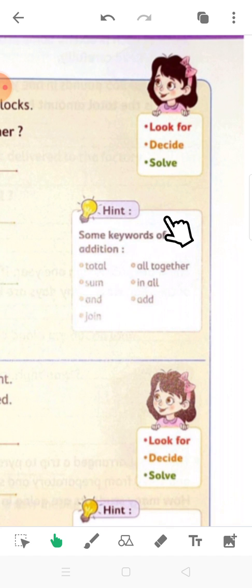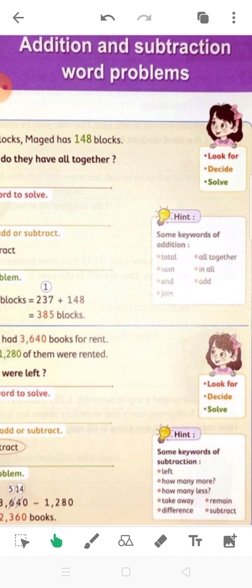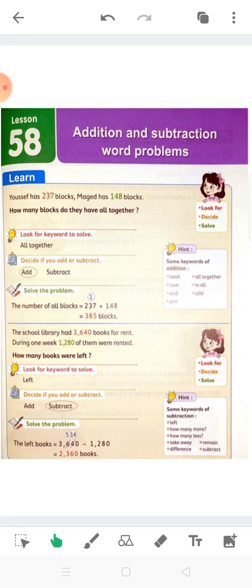Okay. We have some keywords of addition: total, altogether, sum, join, add, in all. Let's sing the song. Together, total, and the sum, all both mean plus. Also, we have both. Okay? Again, together, total, and the sum, all both mean plus. Okay? These are the keywords of addition.